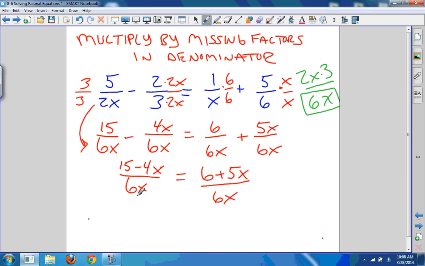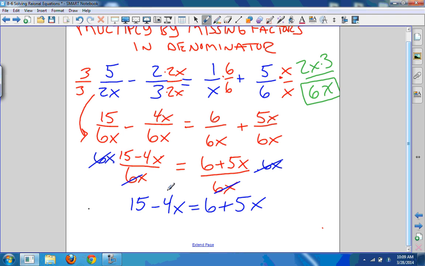Now we have the same common denominator, so we can go ahead and multiply both sides of the equation by the denominator, just like we did in the previous problem, to cancel out the denominators. And we get 15, let me write that again. We get 15 minus 4x equals 6 plus 5x. So we got rid of our fractions, and this should be a pretty easy problem to solve now. We can add 4x to both sides. If I add 4x to both sides, I get 15 equals 6 plus 9x.